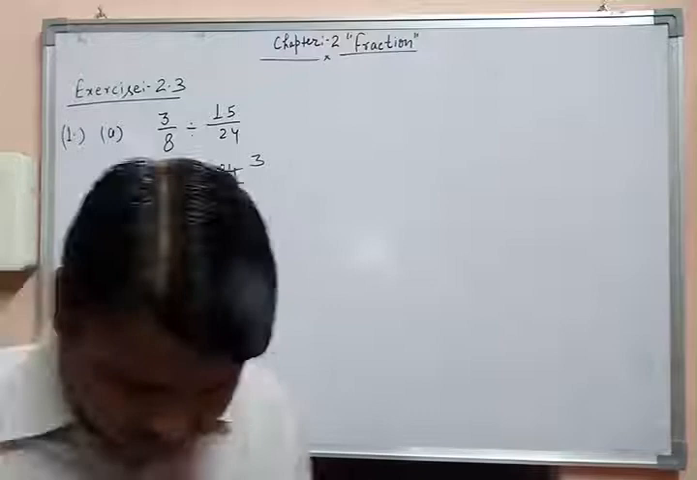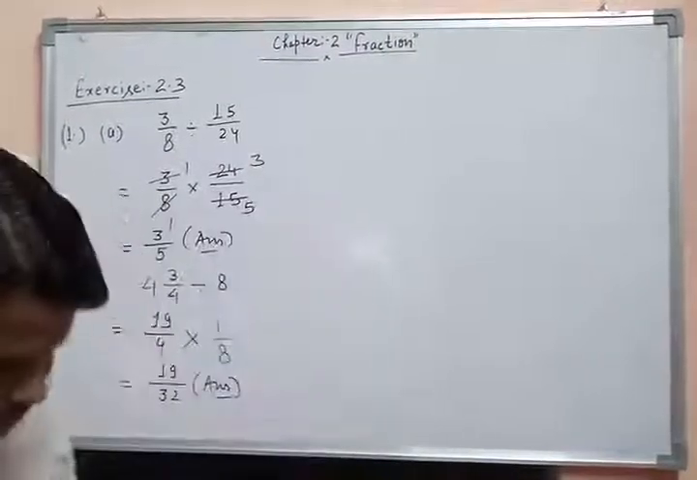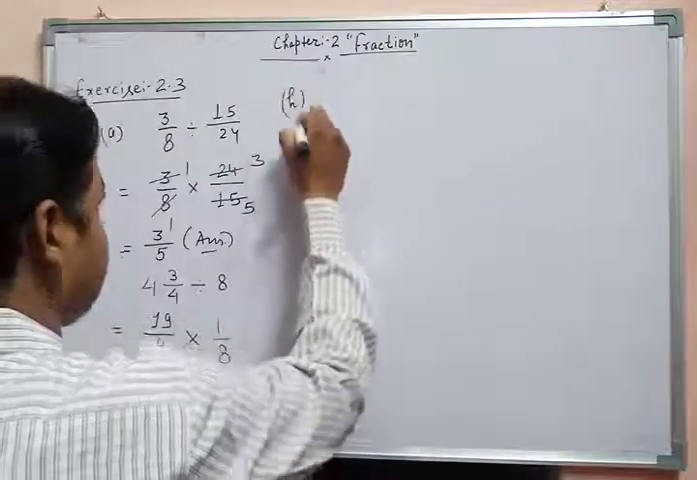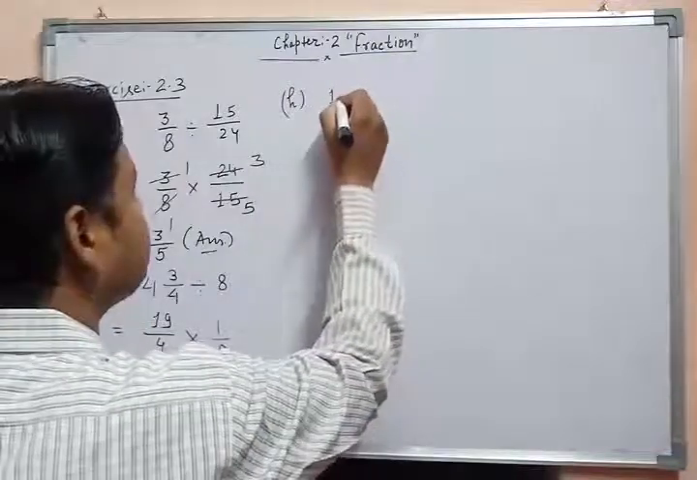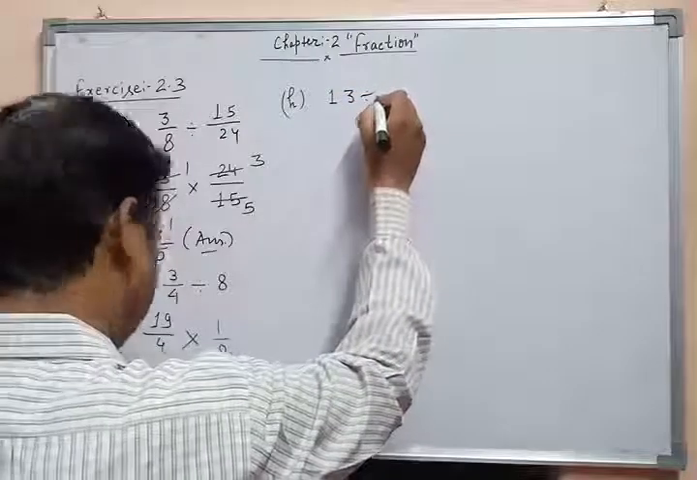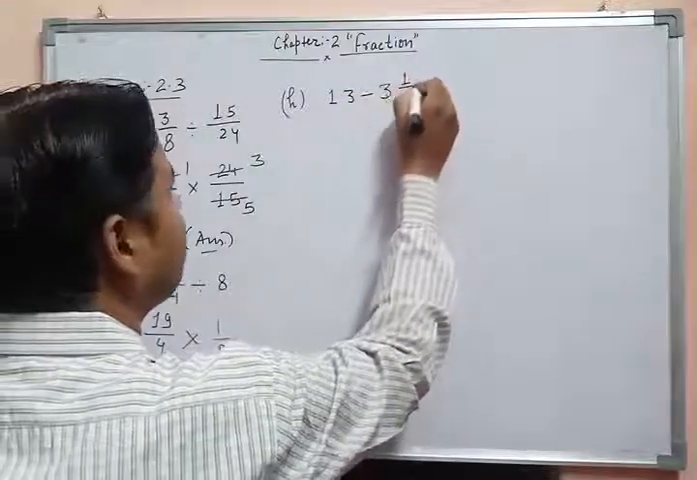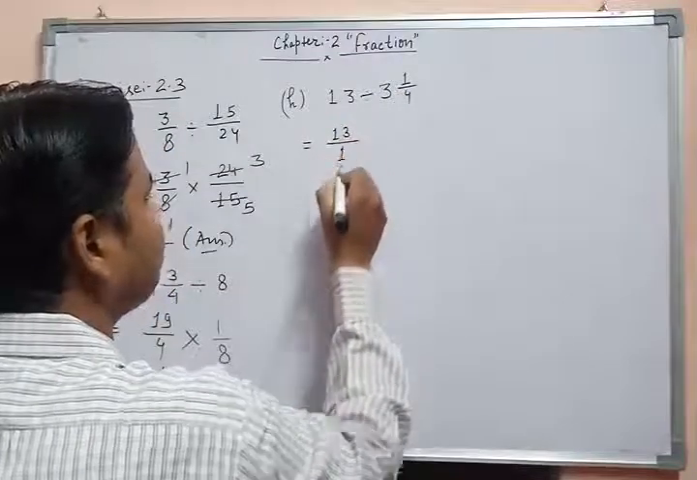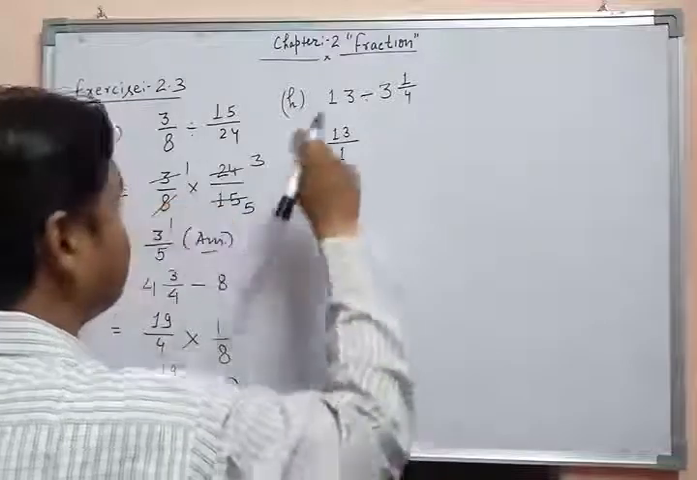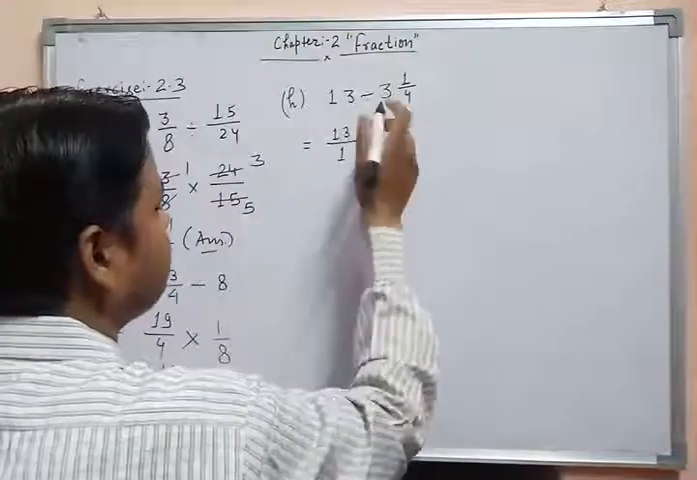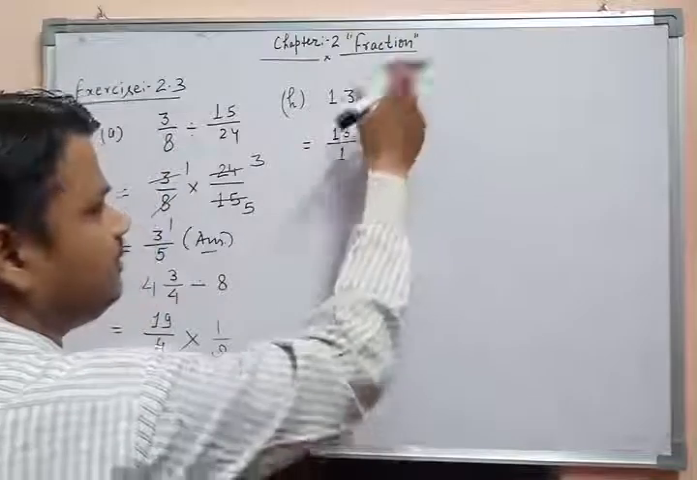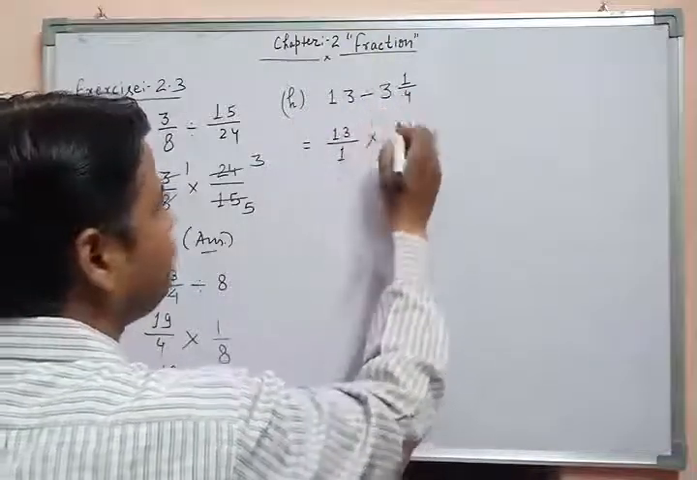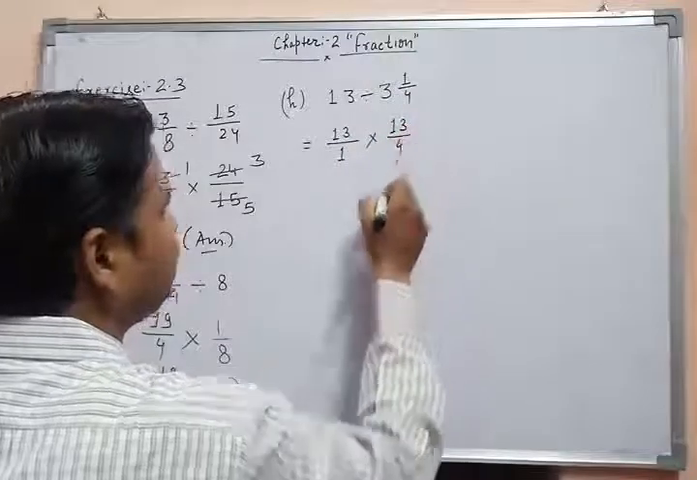Now students, we are moving over to another type of question. H part is 13 divided by 3 and 1 by 4. First of all you have to write this as a fraction. You have to express 13 as a fraction, remove this operator and convert this mixed fraction into an improper fraction. 4 3s are 12 plus 1, 13 upon 4.